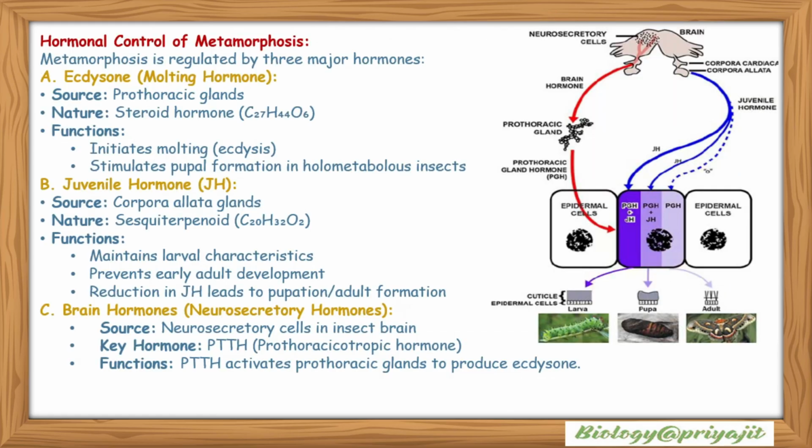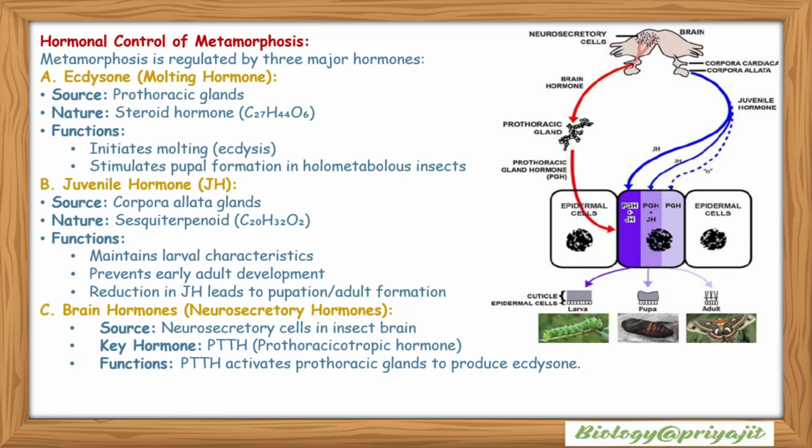So, hormonal control of metamorphosis. The metamorphosis process is regulated by three major hormones. The first one is ecdysone, or molting hormone, which is secreted from the prothoracic glands. It is a steroid hormone. Its function: it initiates molting, or the process of ecdysis, and it stimulates pupal formation in holometabolous insects.